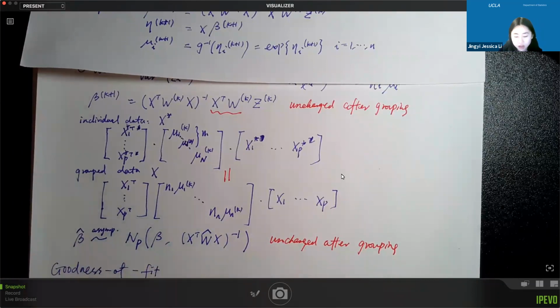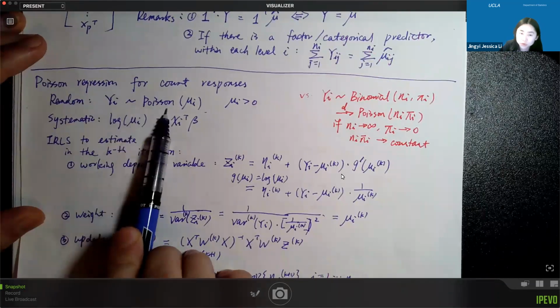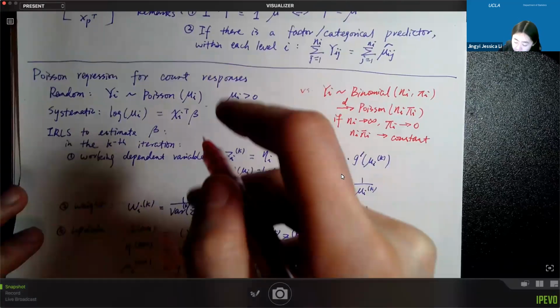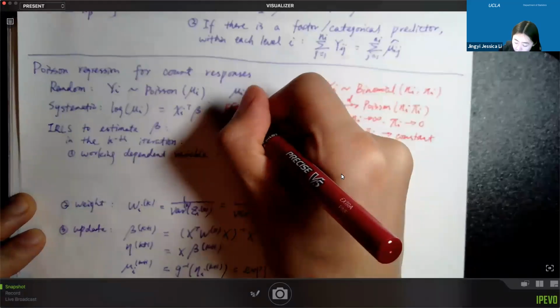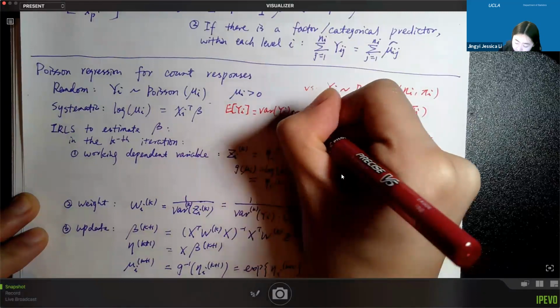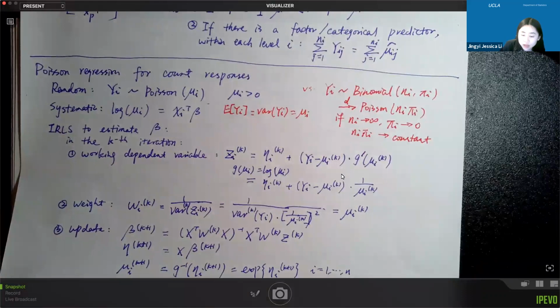So what I'm going to talk about next is the limitation of Poisson regression. As you can see, the Poisson assumption is quite strong. It's a one parameter distribution, which requires that its mean equal to the variance. Both must be equal to mu i. That's a quite strong assumption. And in reality, our data may not satisfy this assumption.